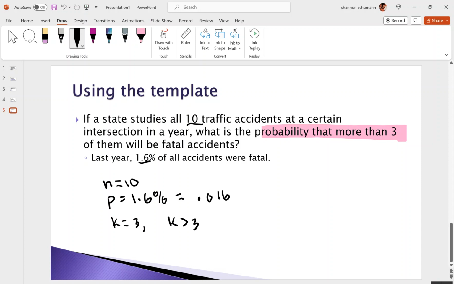So if we were going to do this by hand, we would have to calculate the probability for K equals 4, K equals 5, K equals 6, all the way up to K equals 10, because there were 10 of them all together, and we would have to add all those probabilities. So let's look at the template. N equals 10, P equals 0.016.